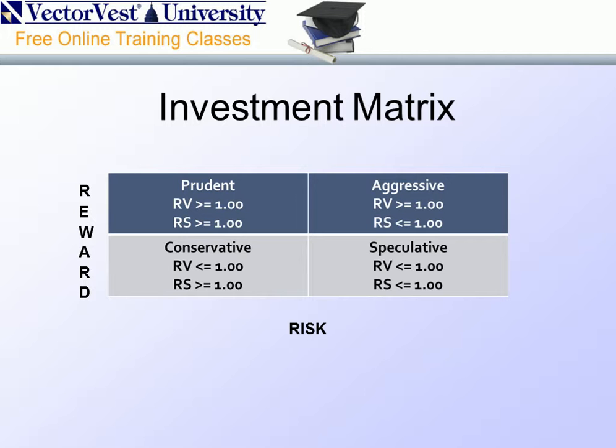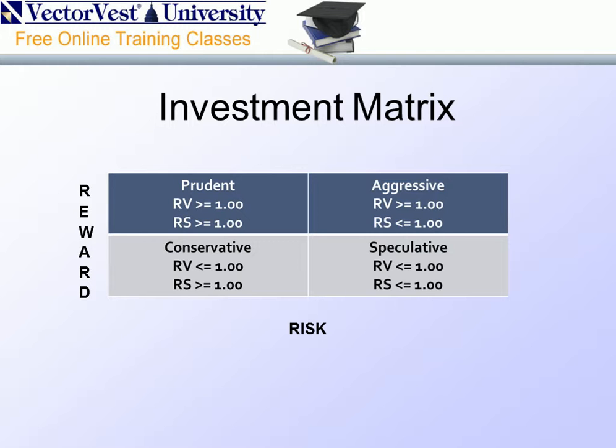And notice that we've associated some relative value and relative safety scores with each of these temperaments. And for a quick review, remember that RV stands for relative value. RV is a proprietary VectorVest indicator, and it indicates the price appreciation potential relative to a AAA corporate bond for that company. RV scores above 1 are favorable, meaning it should outperform that bond in a 1 to 3 year time frame. The higher that score, the more upside potential.